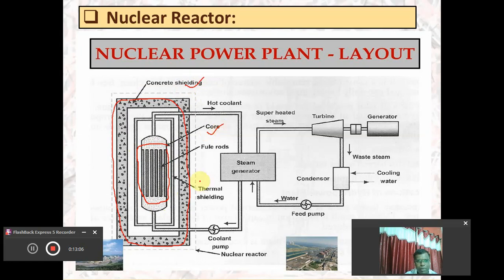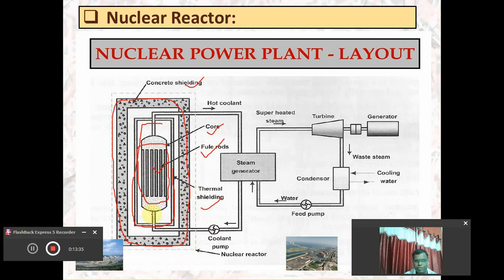Again, the number of neutrons in the nuclear reaction during nuclear fission is controlled with the help of rods, particularly cadmium and steel alloy rods, and these rods are called the control rods. Here it is labeled as the fuel rods. Again, this is the thermal shielding. This is the layer which prevents the loss of excess heat. That's why it is called the thermal shielding.